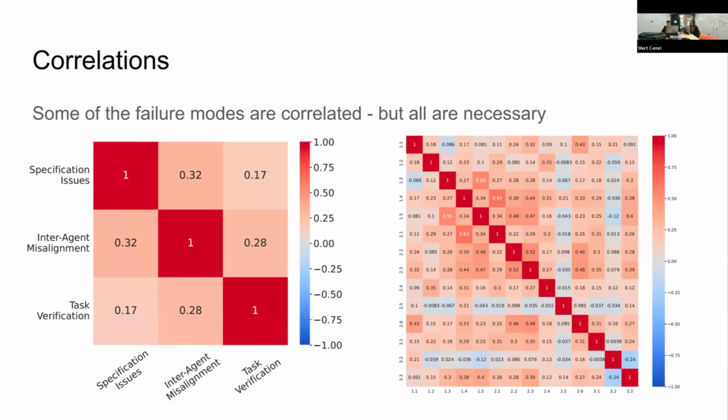However, we arrived at the conclusion that all the failure modes are necessary because there are no super strong correlations across categories or failure modes that are more than 70%. But indeed, it is interesting to analyze how different failure modes can co-occur.